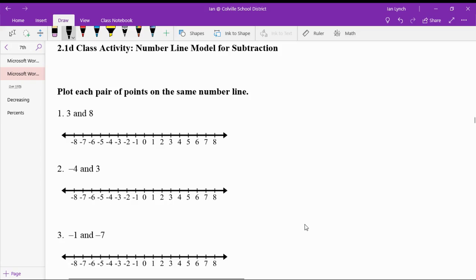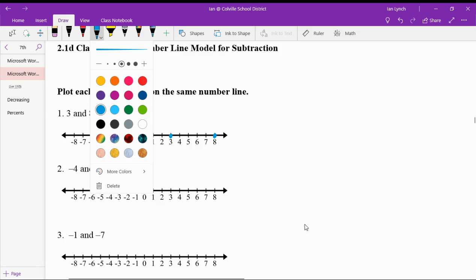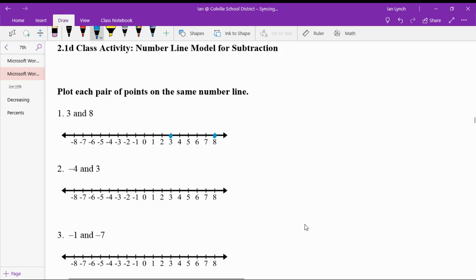Alright, we got our black pen. Or actually, let's make blue. I love blue. So what we need to do is plot each pair of points on the same number line. So we need to plot the point 3, which is right here. And we need to plot the point 8. Easy. And that was almost too easy, right?